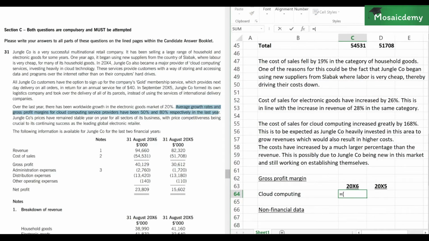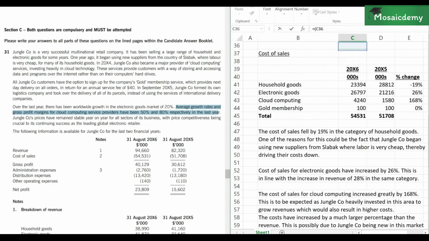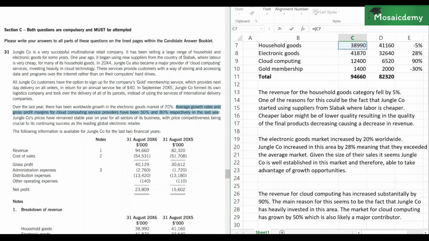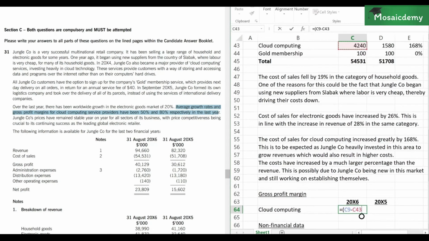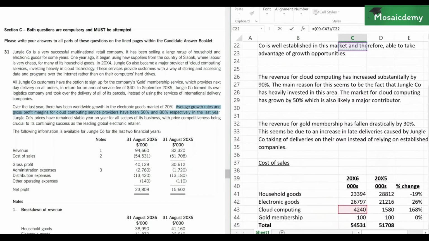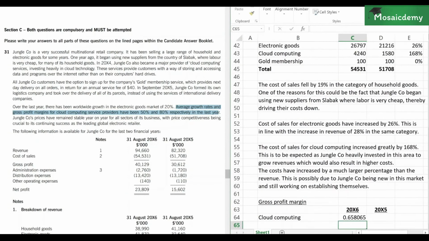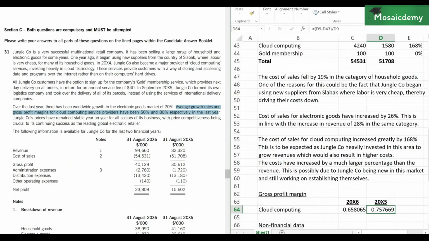We simply need to take, and here we'll just link it to the numbers we've already keyed in above. So gross profit margin is we take our revenue minus our cost of sales. This gives us our gross profit. Divide this by our revenue, right? So we have all our numbers. We've just linked them together and we'll do this for both years. You can see the gross profit margin has fallen substantially from last year. Why? Because we saw cost of sales increase by 168%, revenue only increased by 90%. So that's the primary reason for that. We can mention that point as well.